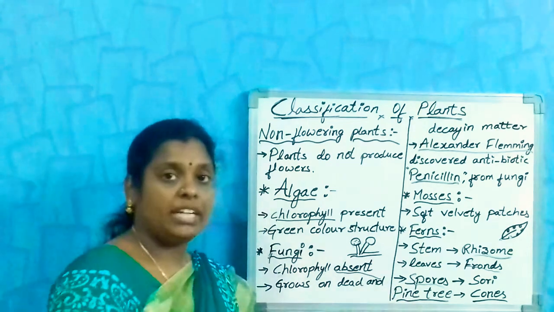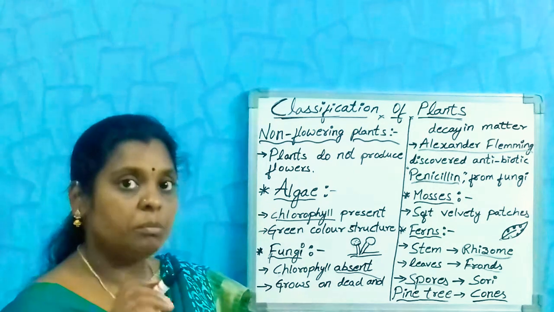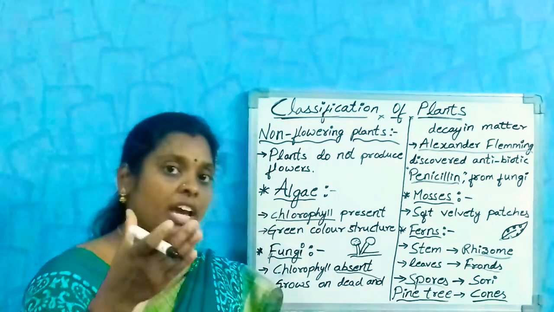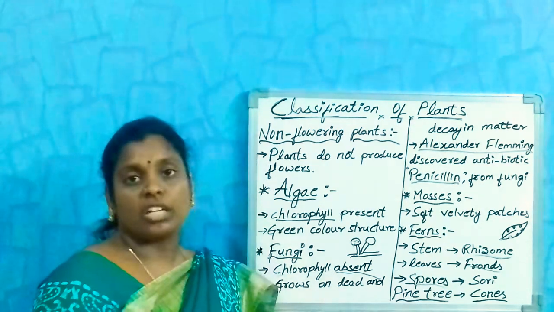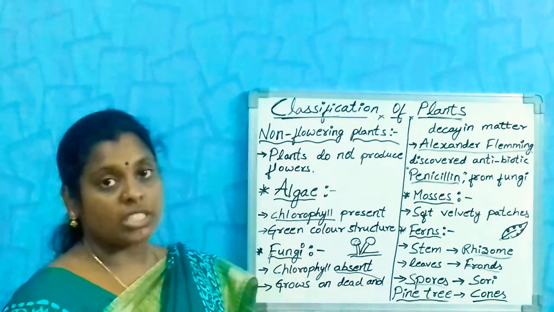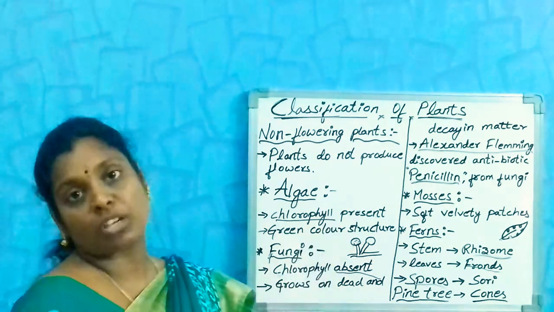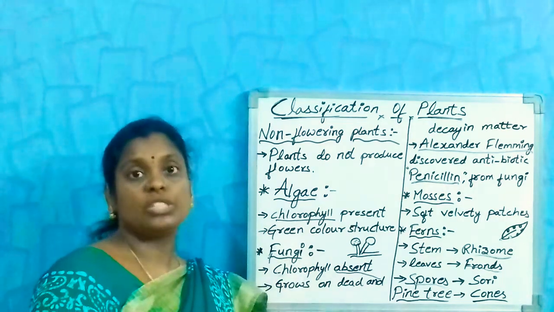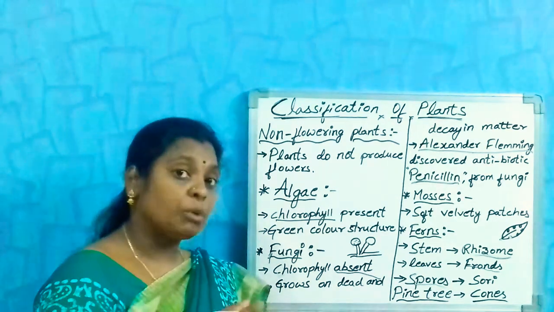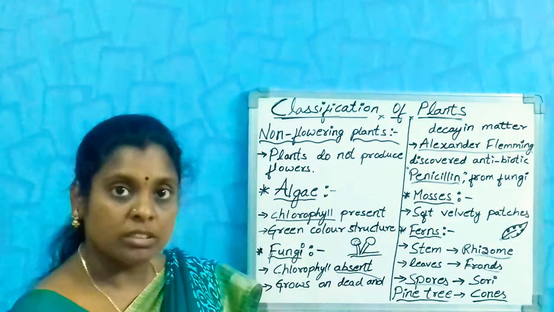If you see the pine tree, it is also a non-flowering plant. You can see some pineapple-like structures. It has a cone-shaped structure called cones. The pine tree produces the cone-like structures. We call them cones. So these are the different types of non-flowering plants. These are some examples of non-flowering plants, which do not produce flowers, but they can reproduce.